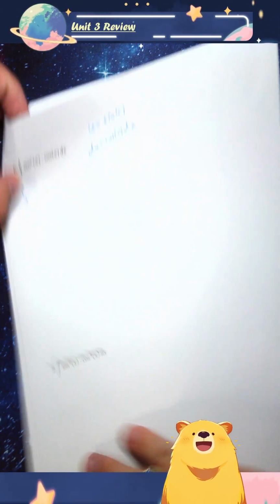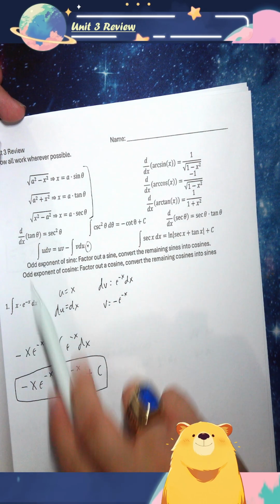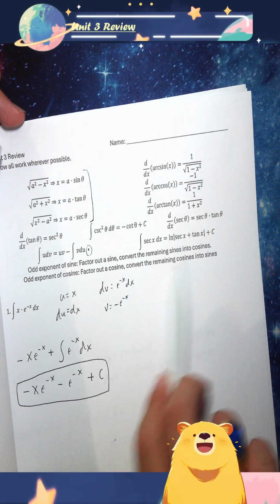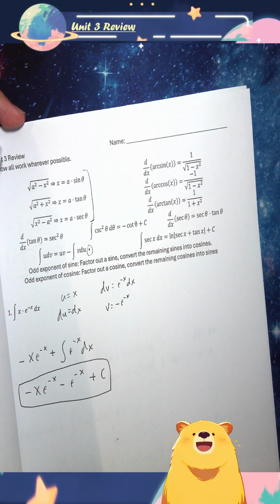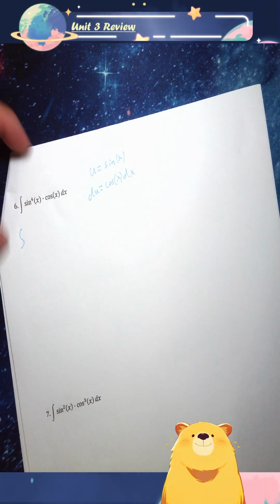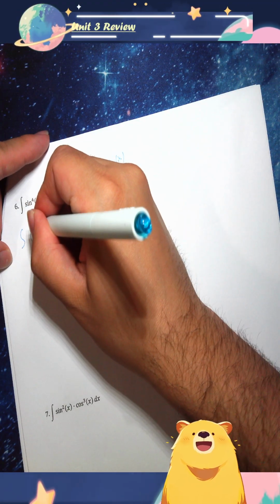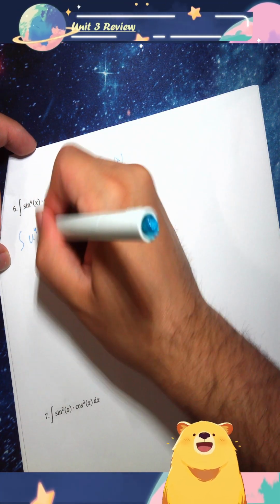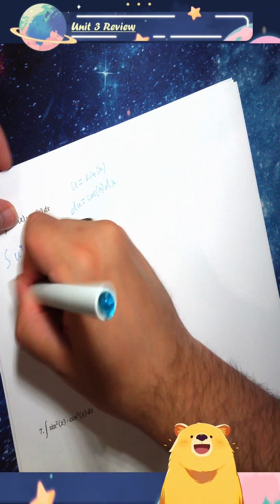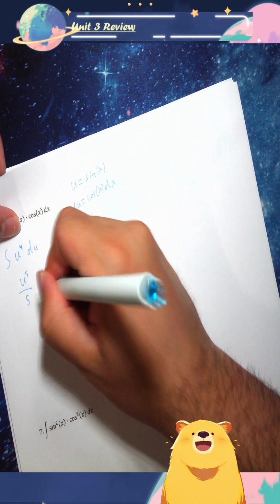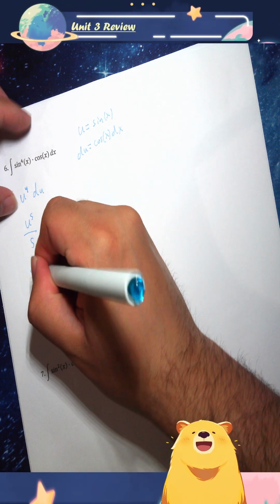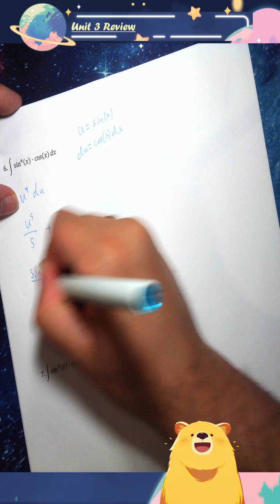You don't have to worry too much about this one, because at the end of the day it says odd exponents cosine, factor out a cosine and convert the remaining cosines. Oh, that's why I even messed up. I factor the remaining cosines into sines. Well, the sine's already there. So you can literally just do u to the power of 4 du. That's just u to the power of 5 over 5 plus c. And then plug back in u. Sine to the power of 5 of x over 5 plus c.